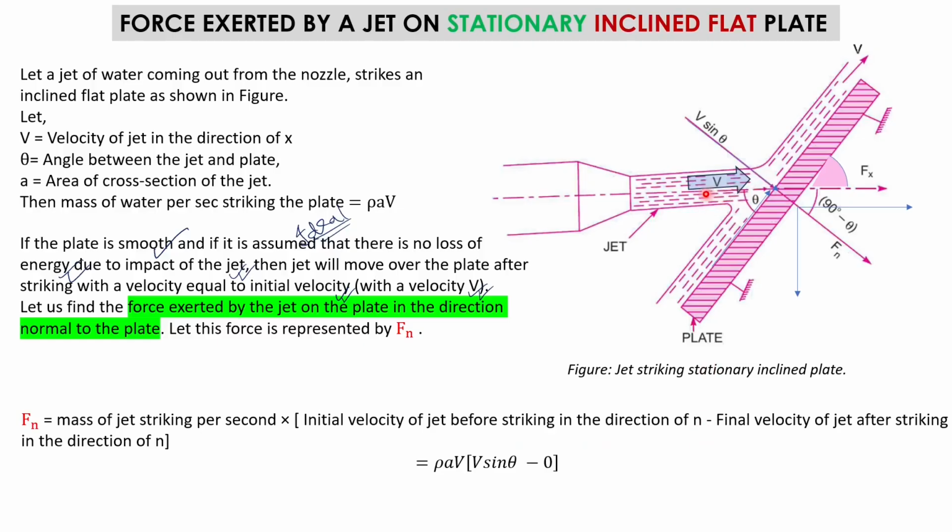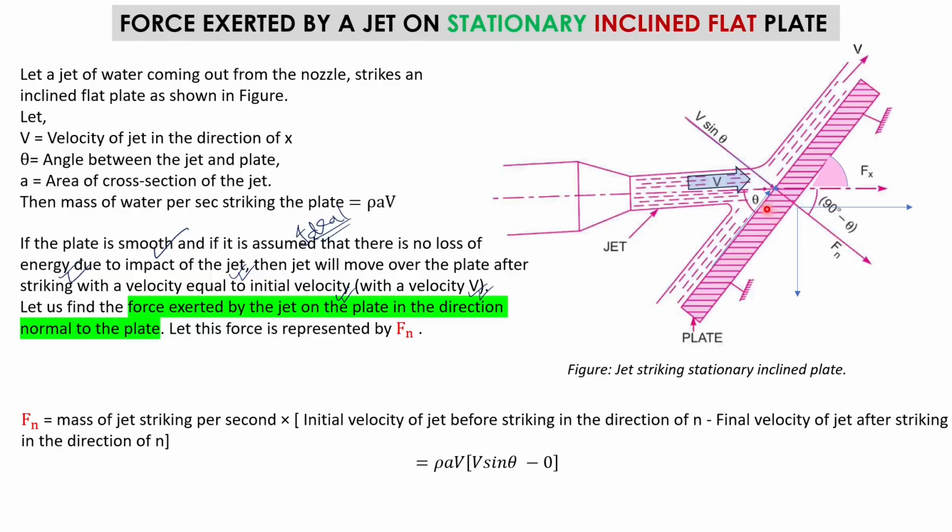From here I can find that the velocity of the jet in the x direction is basically V, but the component of this velocity in the direction normal to that inclined plate is not V, right? So that is basically a component of this velocity, and how we have got that component, I've already talked about. So that component is V sin theta. This V sin theta is the velocity in the direction of that Fn. So this is the initial velocity of jet before striking in the direction of n, that is V sin theta, and the final velocity we are considering is 0, right?